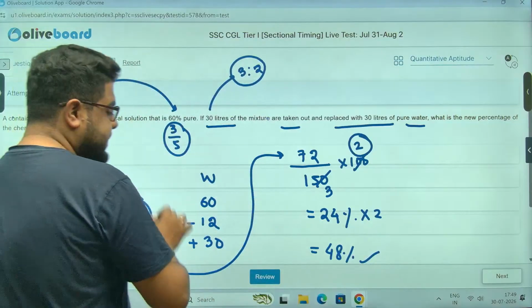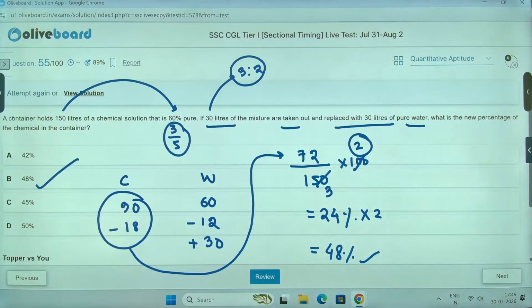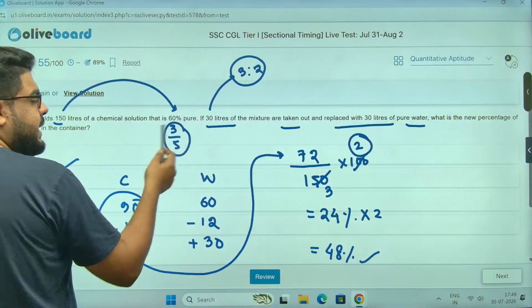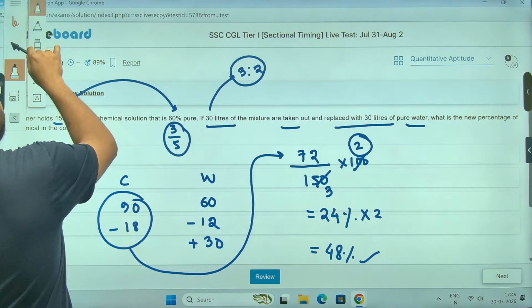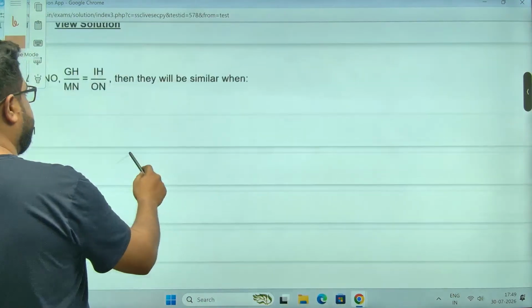48%, option B is the correct answer. Option B, 48%. Simple. This is not very difficult. You can also do 120 liters, 150 minus 30, then you can divide in 3:2. That also works flawlessly. Next one, please.